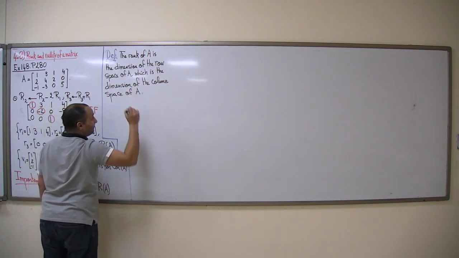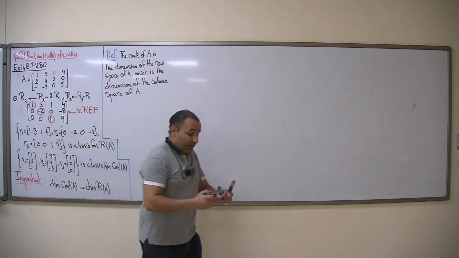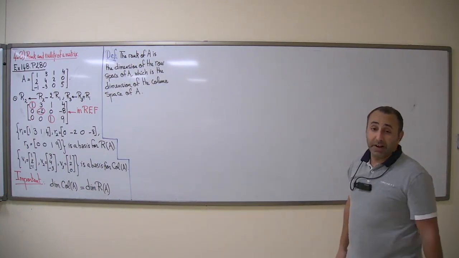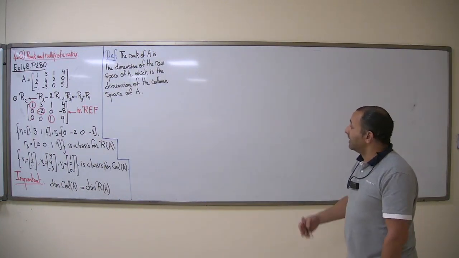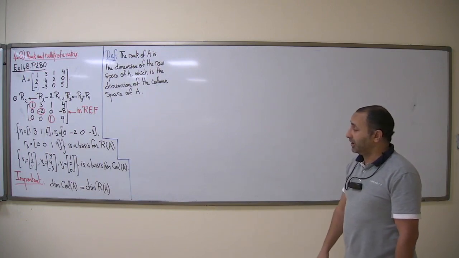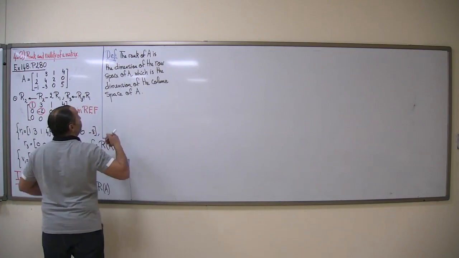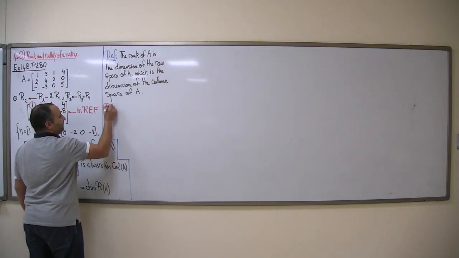So this is the first definition of today about the rank. The rank is the dimension of the row space, which is exactly equal to the dimension of the column space. Okay?